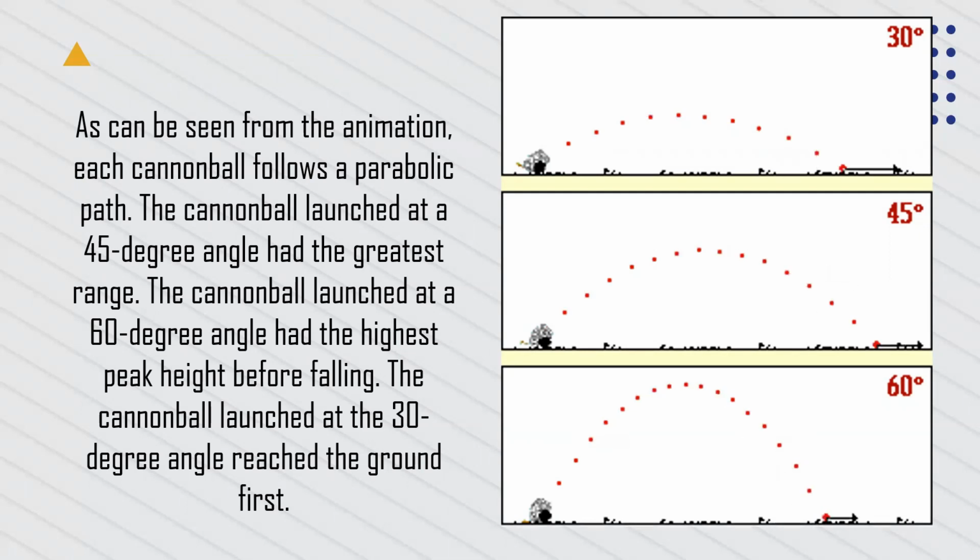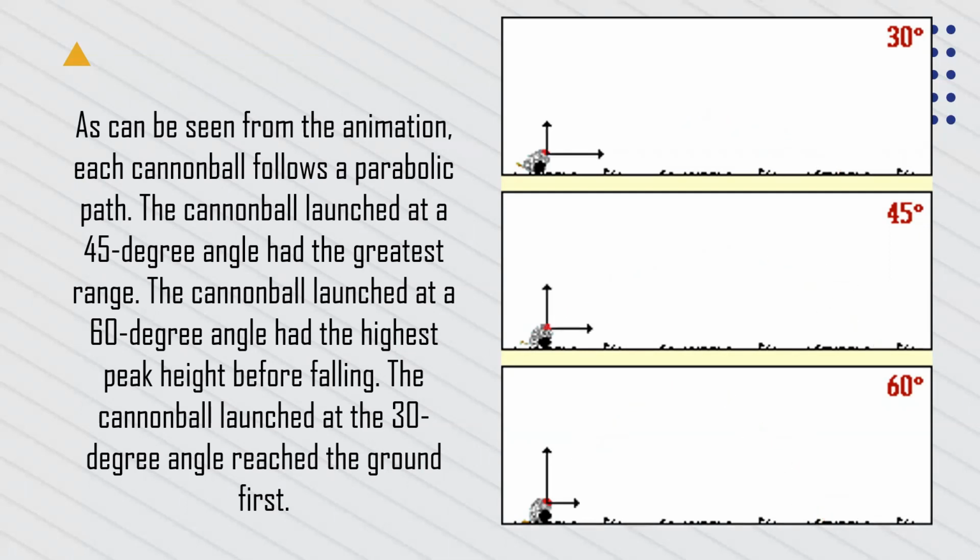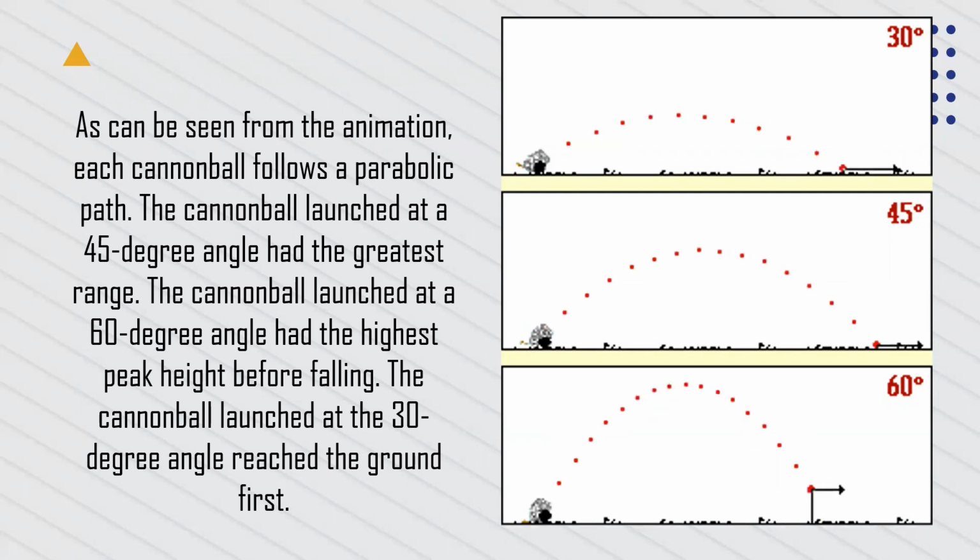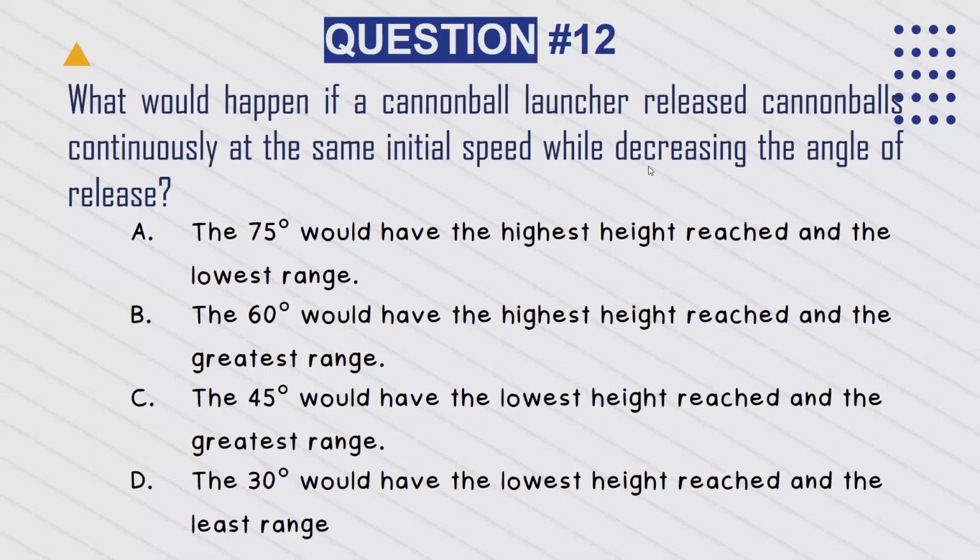Okay? The cannonball launched at 30 degree angle reached the ground first. And the one with 30 degrees was the first one to reach the ground. So, going back to the question. Alright, so going back to our problem or to the question a while ago, let us discuss each of the choices and check whether it is true or not.